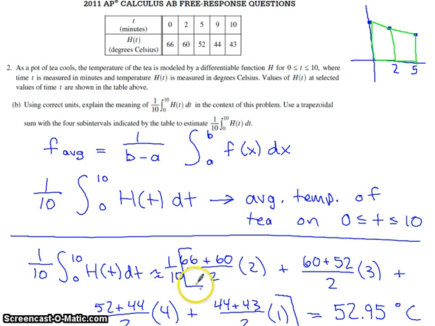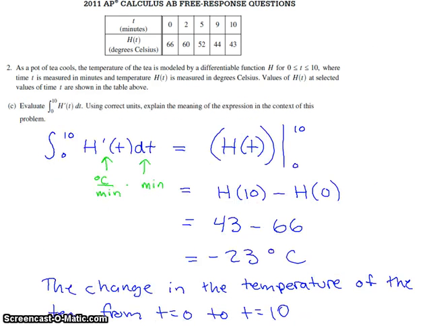Couldn't forget about my 1/10, just carefully got all this into a calculator and ended up with 52.95 degrees Celsius as the estimate for the average temperature of the tea. And if you think about it, that definitely does make sense. 52 is kind of the middle value here, and we ended up with an average that's slightly above that middle value. So it seems like this is quite reasonable.